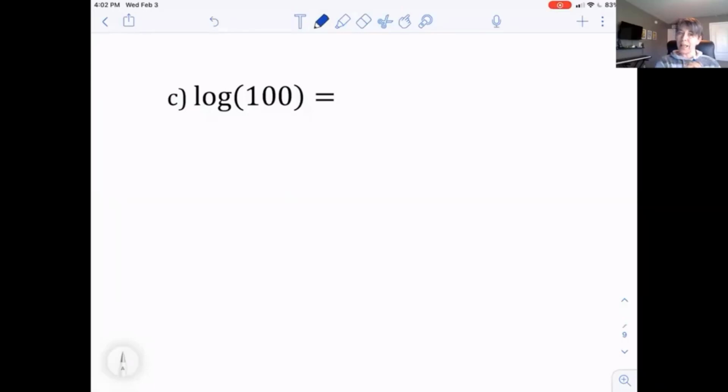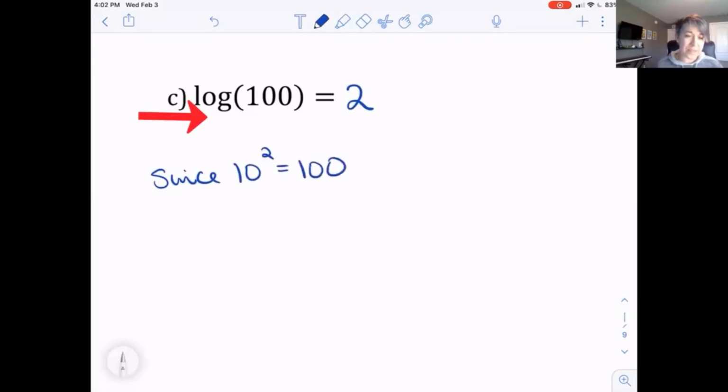That means if it has just log, we are using a common log. The common log of 100 is asking us, 10 to what exponent gives us 100? Well, that would be 2, since 10 squared equals 100. So that base there is an understood 10.